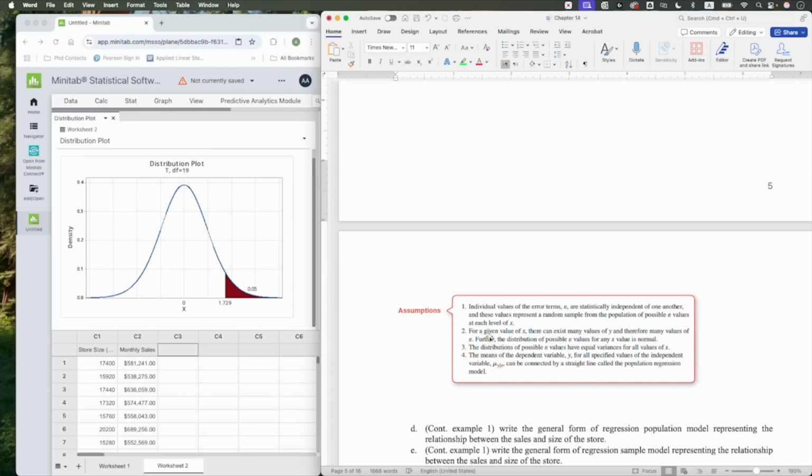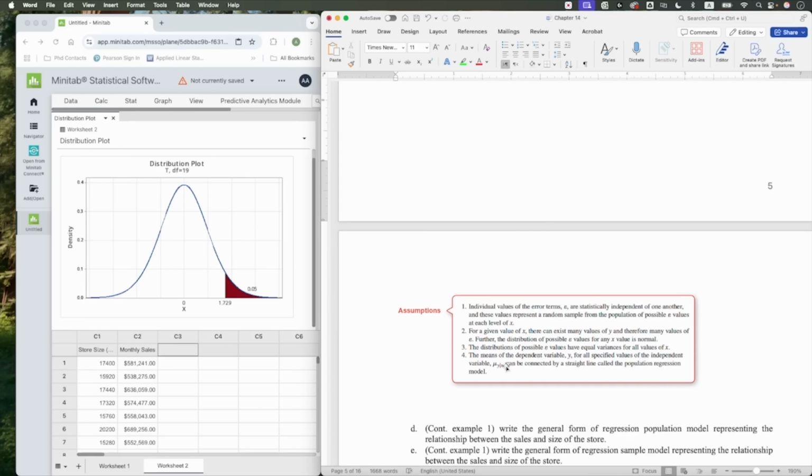The second assumption is the normality of the error. The errors at each x follow a normal distribution. We assume that the errors are normal. So the errors are independent, the errors are normal, and not only this, the errors have equal or constant variances. What does this mean? The variance or the spread of the errors must remain constant for all values of x. The last one is the linearity of the mean.